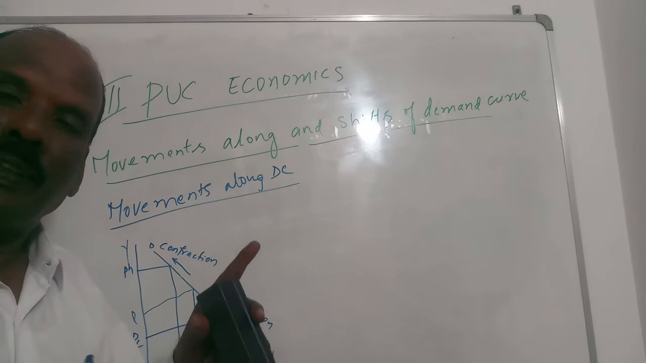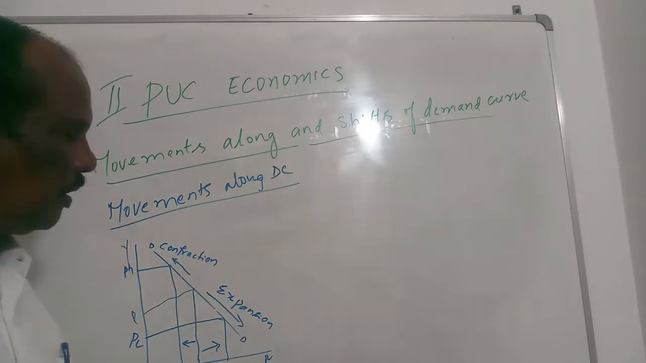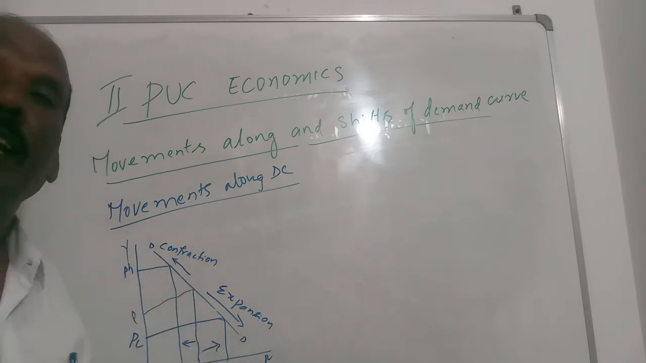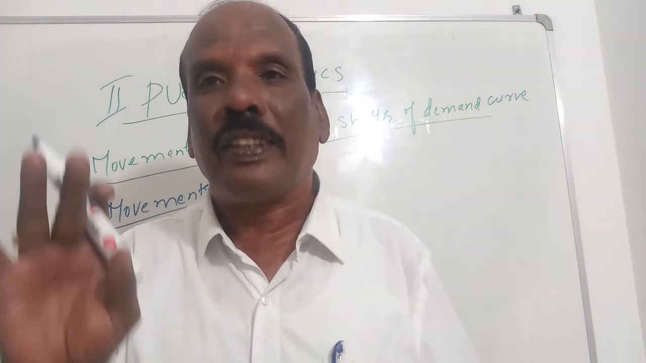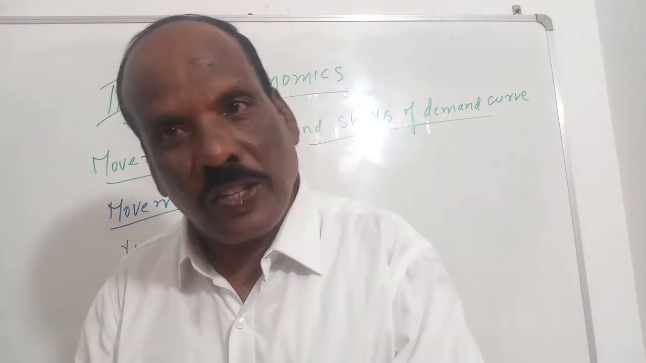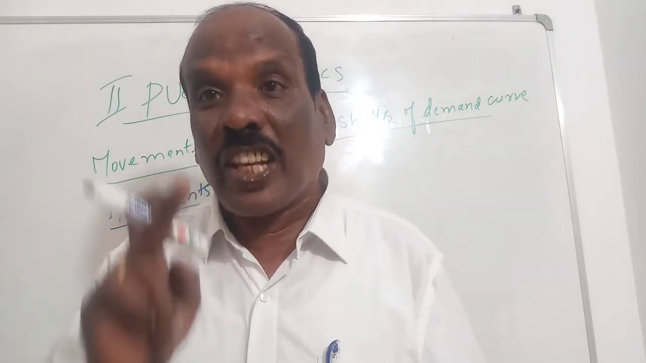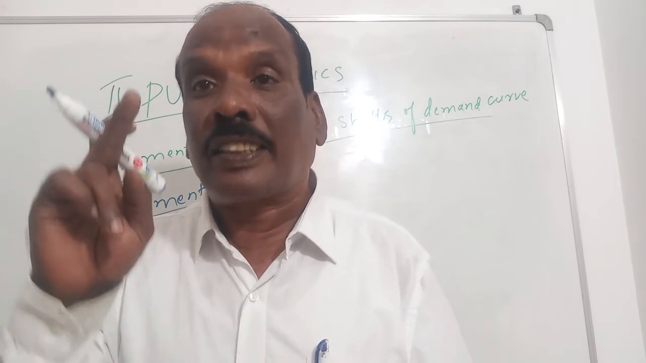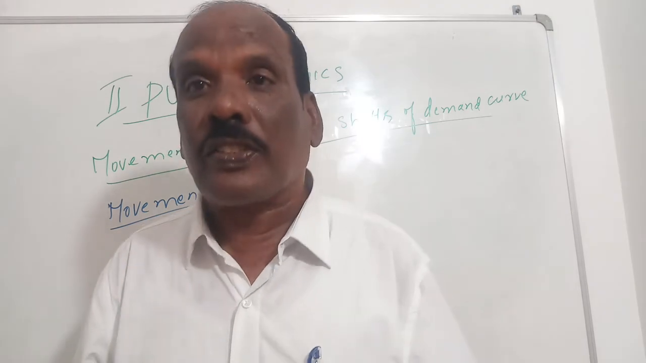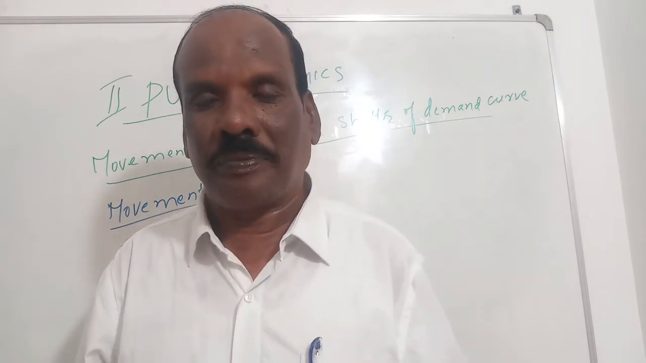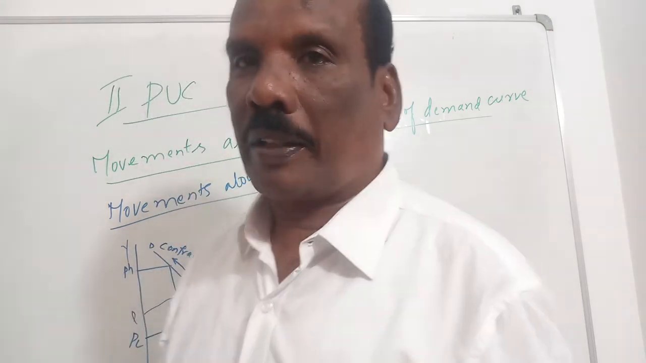So movements involve two important aspects. One is contraction, another one is expansion. Contraction occurs because of increase in price. Expansion is due to fall in price. So changes in price are considered. We do not consider any changes in other determinants, right? So this is about the movements along the demand curve.